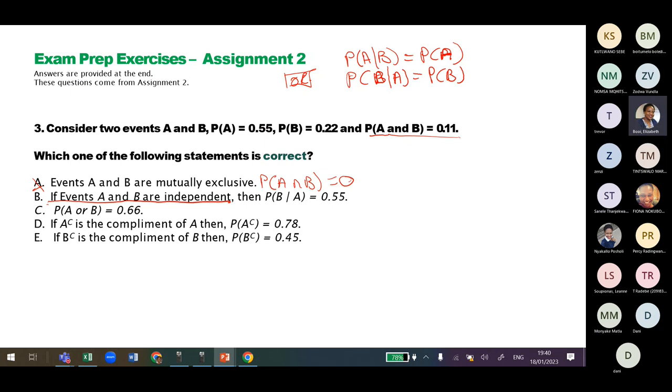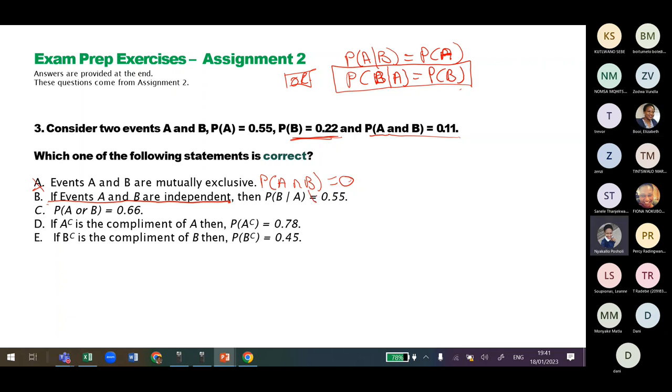So now, let's go there and check. They are saying, if event A and B are independent, then the conditional probability of B given A should be equal to 0.55. Is that true? Let's go back to the statements given. What is the probability of B? 0.22. From what we know about independent events, the conditional probability of B given A is the same as the probability of B.